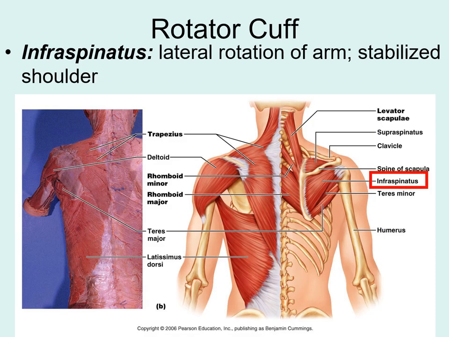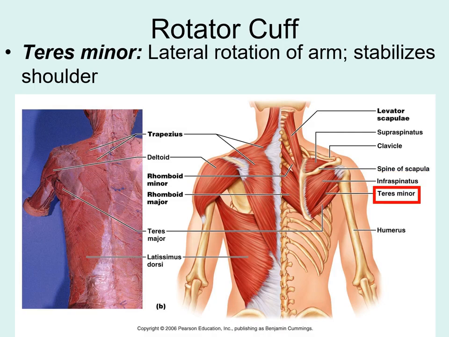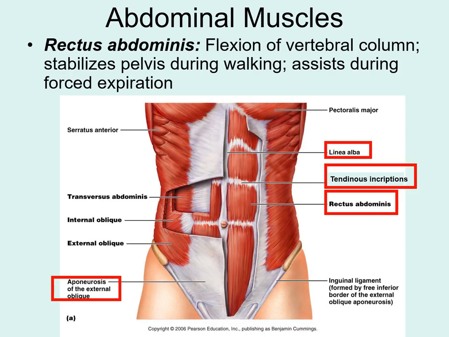Infraspinatus is for rotation, lateral rotation of the arm. All of these are stabilizing that shoulder. And the teres minor is also for lateral rotation of the arm. When we move down to the abdominal muscles, you have the rectus abdominis. This is involved with flexion of the vertebral column, helps to stabilize the pelvis when you're walking. It also can play a role with forced exhaling.